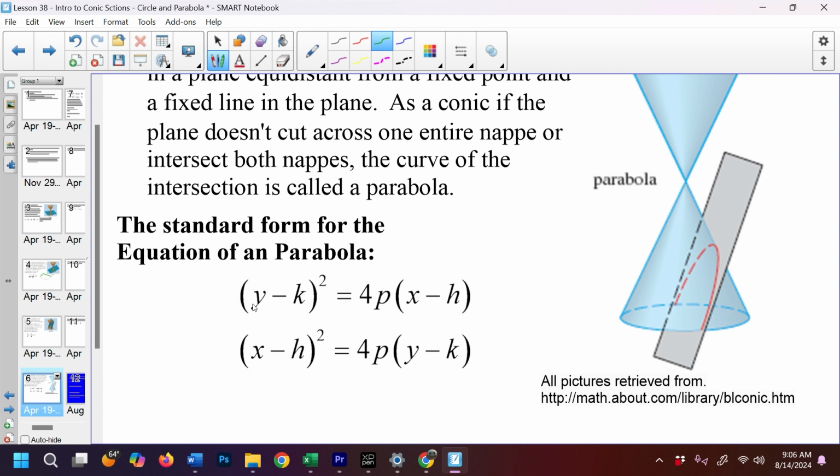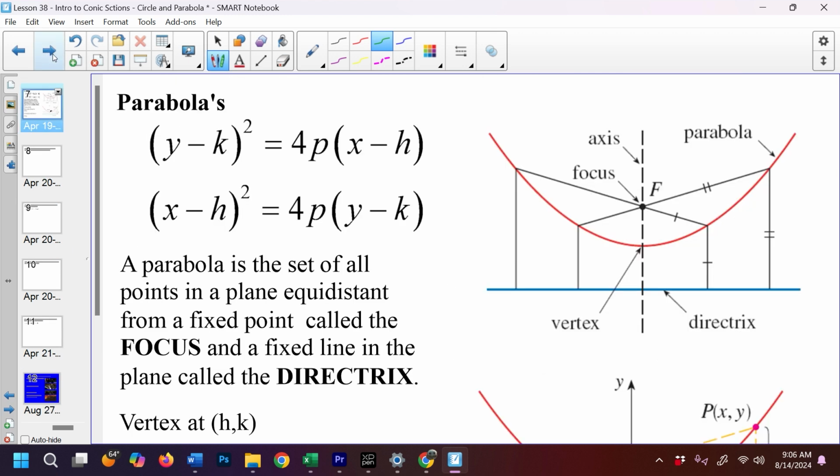You have your vertical directrix and a horizontal directrix form. And the way that I tell the difference is, since this is the squared side, you'll have 2 y's for every 1 x. And when they flip-flop these two, you'll have 2 x's for every 1 y. Now, in this case, the h and the k turn out to be the vertex. And if we look at this diagram right here, here are my 2 parabola equations.